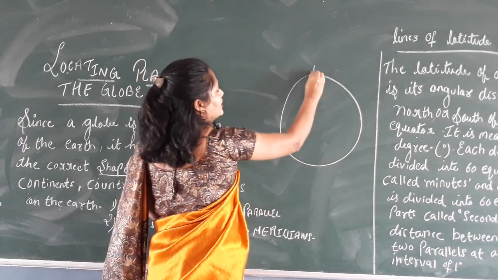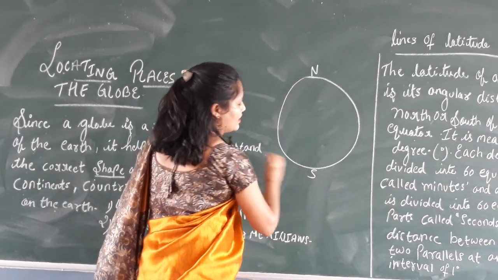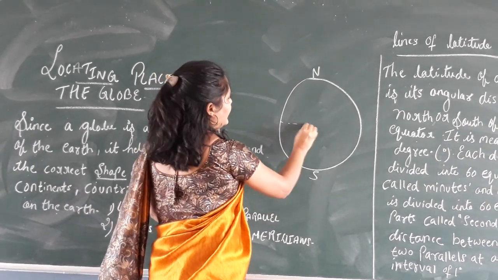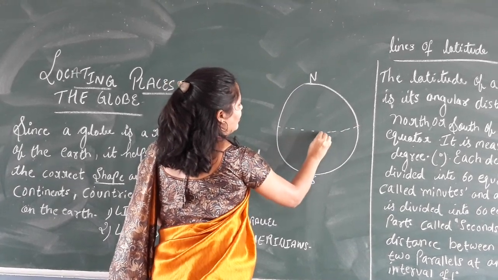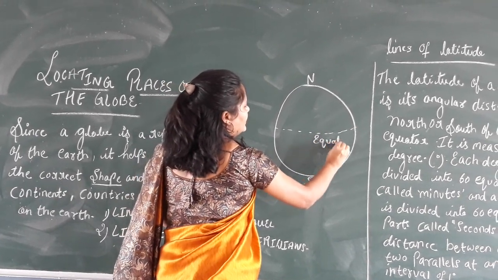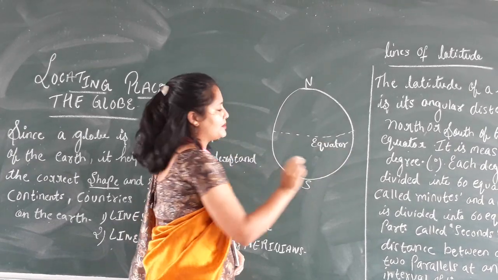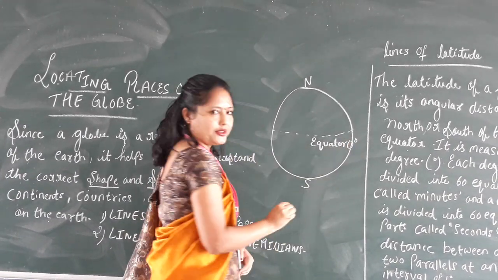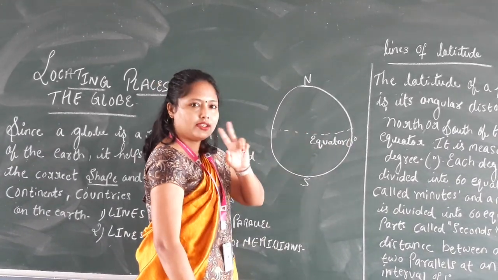As you know, these are the two poles. This is the North Pole and this is the South Pole. Here in the middle is the equator. This equator always comes at 0 degrees. Always remember that the equator is always at 0 degrees.